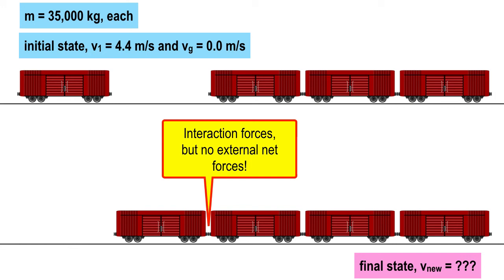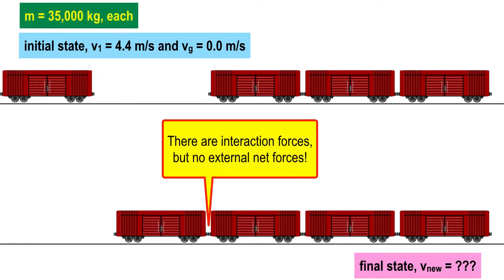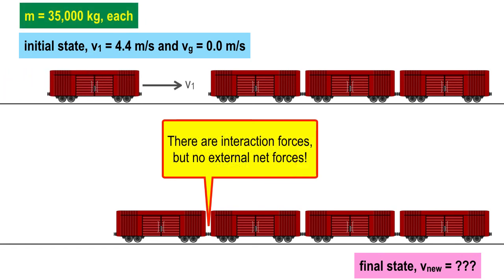Now, they're going to change their velocity. So the final state, V nu, they're going to move off to the right, but it's not going to be 4.4 meters per second. So how does this work? Well, here's a little animation. There's V1, and then it smooshes in.